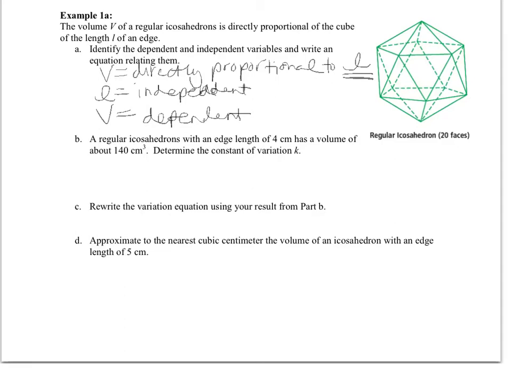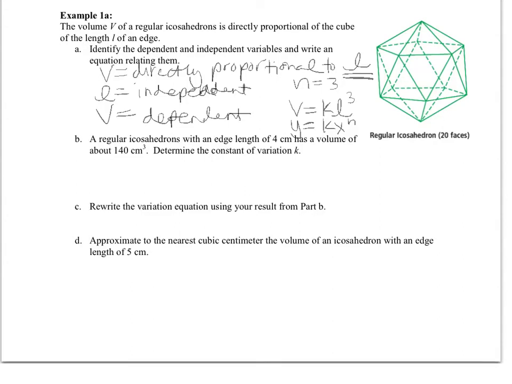In this case, we can say volume equals k L cubed. And we know it's cubed because it's volume. So n would equal 3. Because if we remember back to our direct variation, y equals kx to the nth. So volume equals k L cubed. So a regular icosahedron with an edge length of 4 centimeters has a volume of about 140 centimeters cubed.